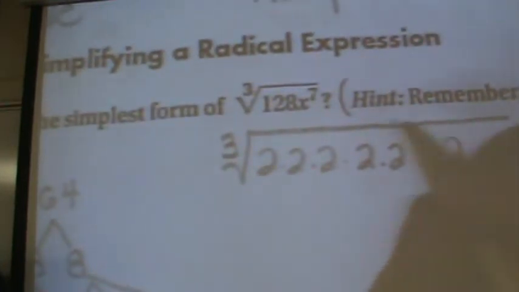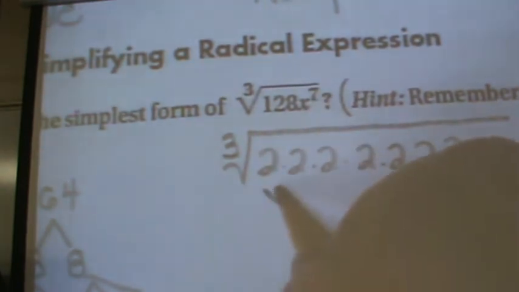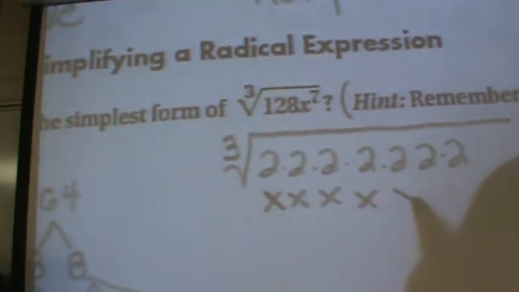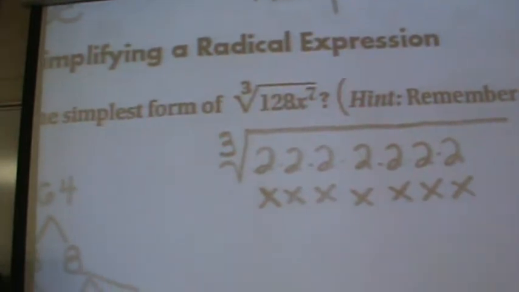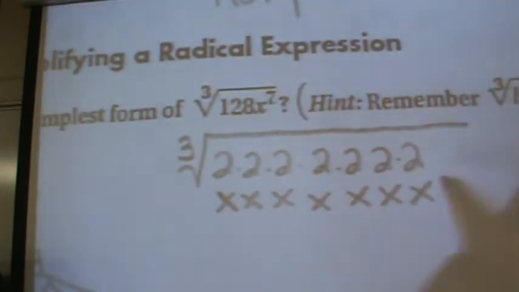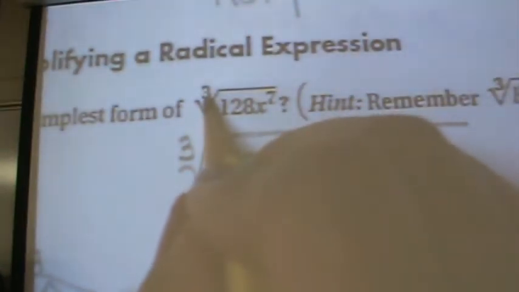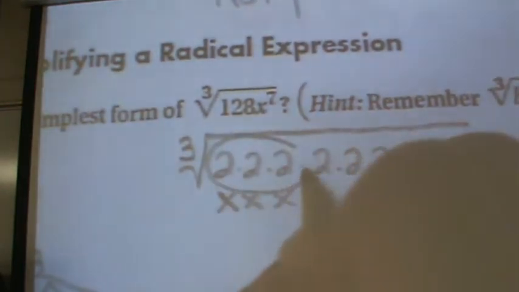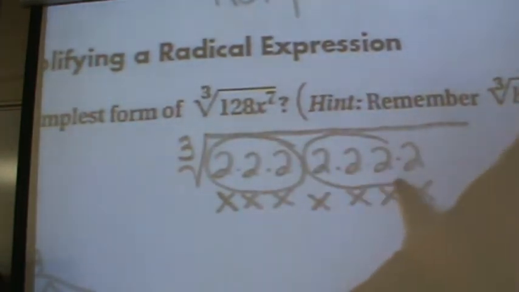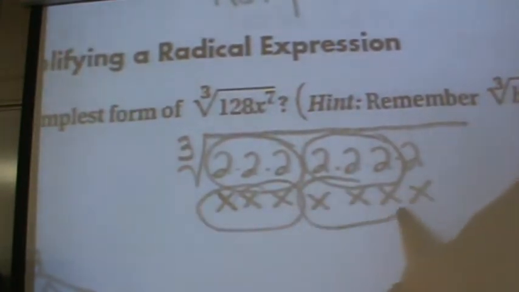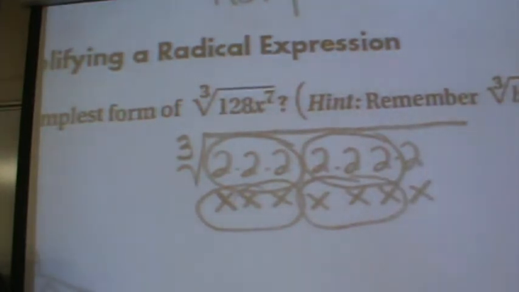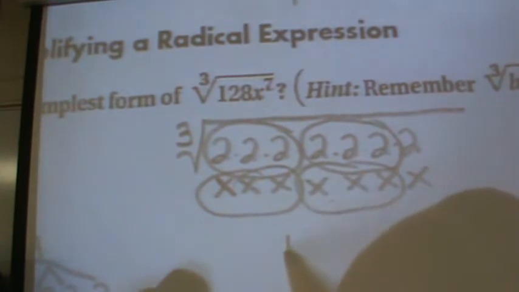How many X's do we have? 1, 2, 3, 4, 5, 6, 7. Now this is a visual for you guys. Are you gonna have to do this for all of them? No. But I want you to understand what's going on here. How many of a kind are we looking for? 3 of a kind. So there's 3 twos. Here's another 3 twos. How about the X's? There's 3 X's. Here's 3 X's. So what's coming out of that radical? 2x, 4x squared. 4x squared, you got it. 4x squared comes out.